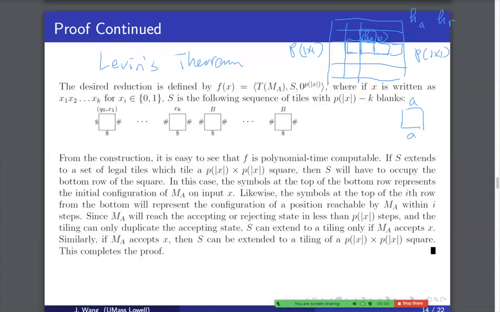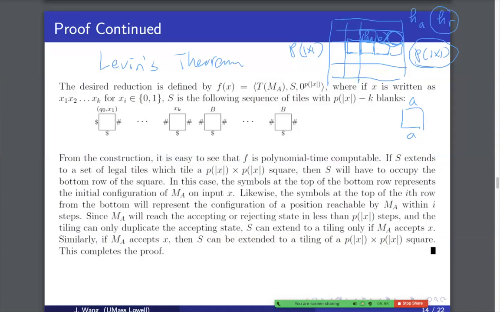And if HR is reached, then we don't have a tile that can duplicate itself up. So that means that when HR appears, because that appears strictly less than this many steps, it will be somewhere here, and then we just get stuck there. So we have no way to cover the entire square. That means that this Turing machine we are simulating accepts input X if and only if the bounded tiling can cover the entire square. Okay, so that is the proof here.